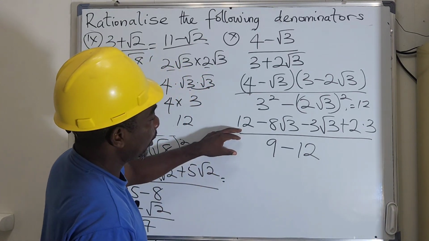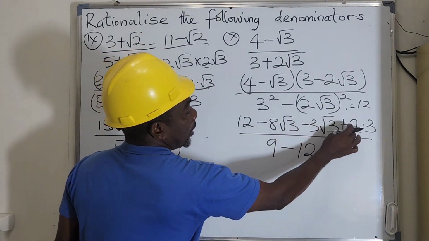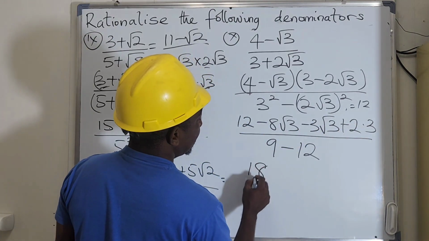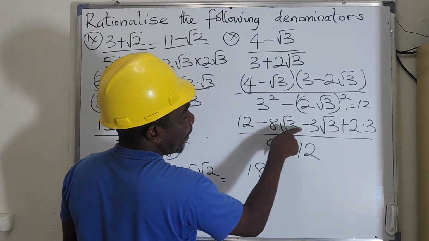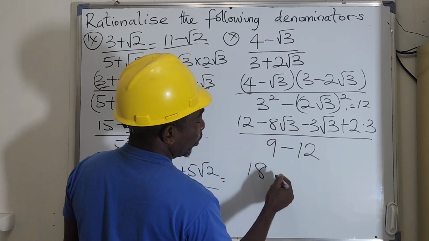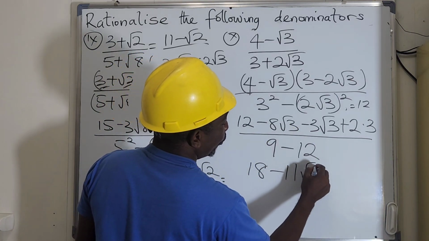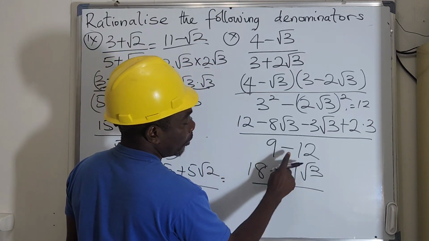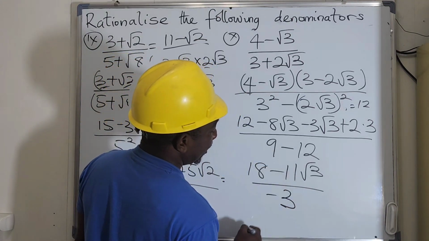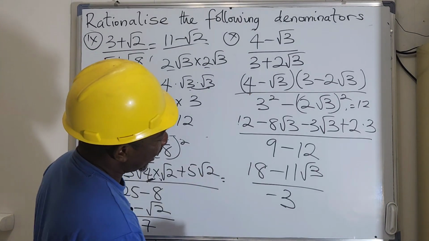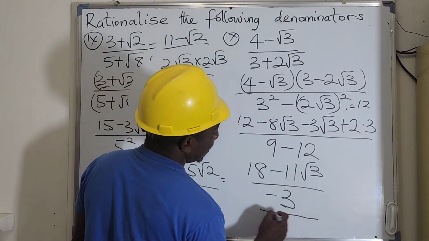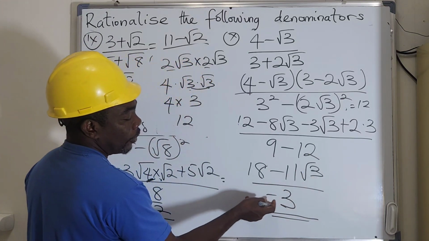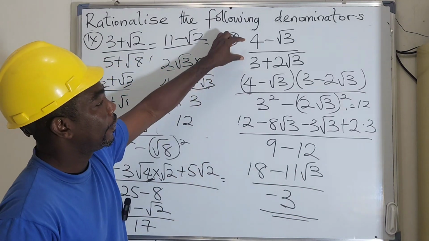The next step is for us to collect like terms. 12 plus 6 will give us 18. Then we have minus 8 minus 3 root 3, which gives us minus 11 root 3. All over, 9 minus 12 gives us minus 3. So we cannot cancel anything. This remains 18 minus 11 root 3 all over minus 3. So that is the answer to this.